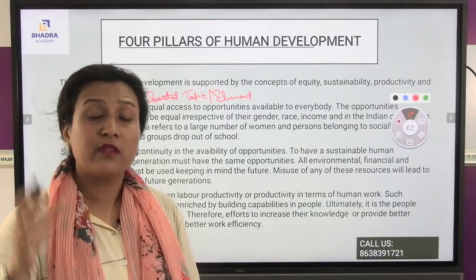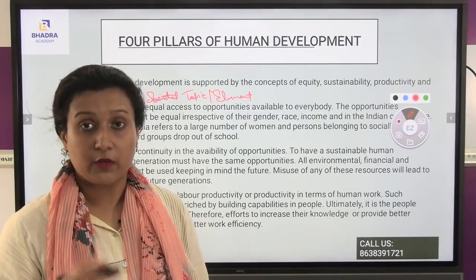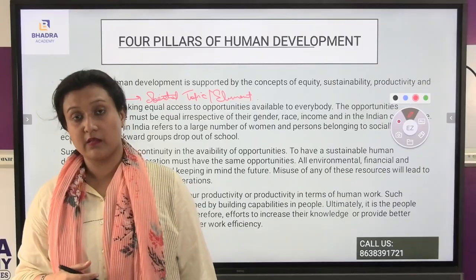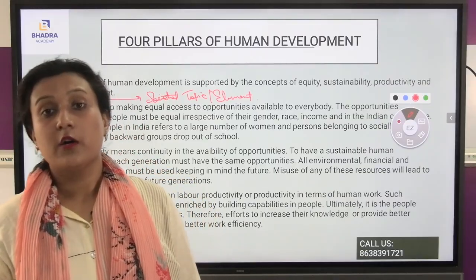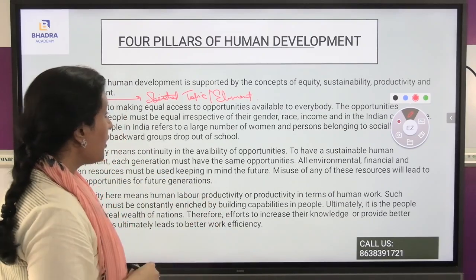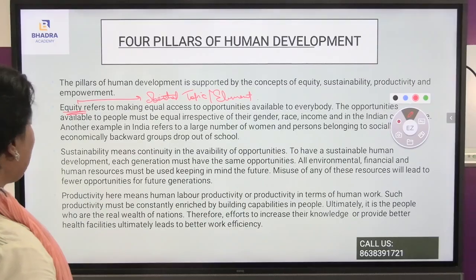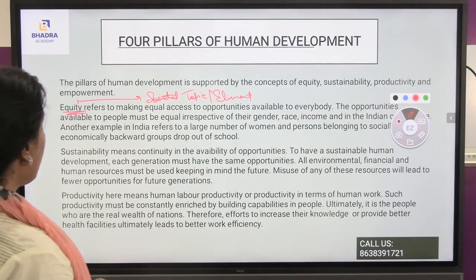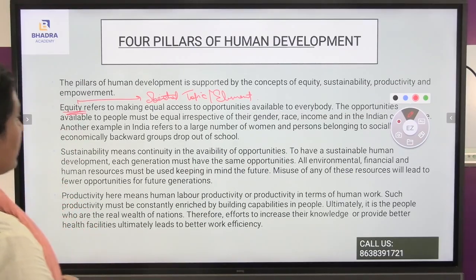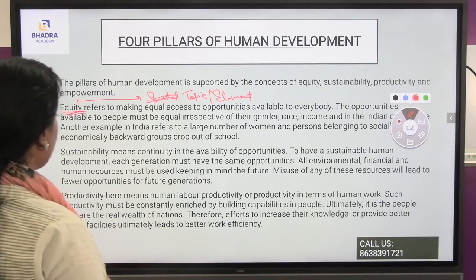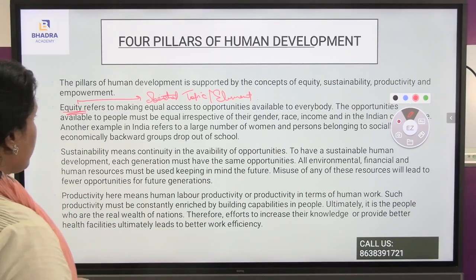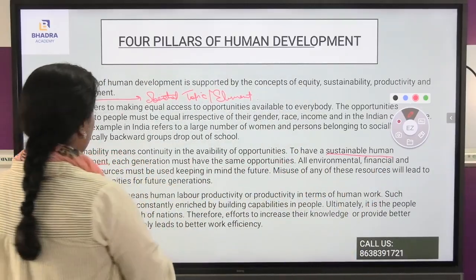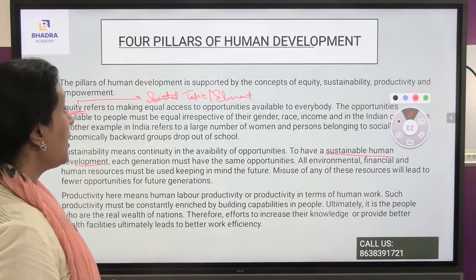Now, sustainability means continuity of the available opportunity, which means each and every opportunity which has been provided by the government itself or by the state itself must be continued up to the future. To have a sustainable human development, each generation must have the same opportunity. All environmental, financial, and human resources must be used keeping in mind the future. Misuse of any of these resources will lead to fewer opportunities for future generation.